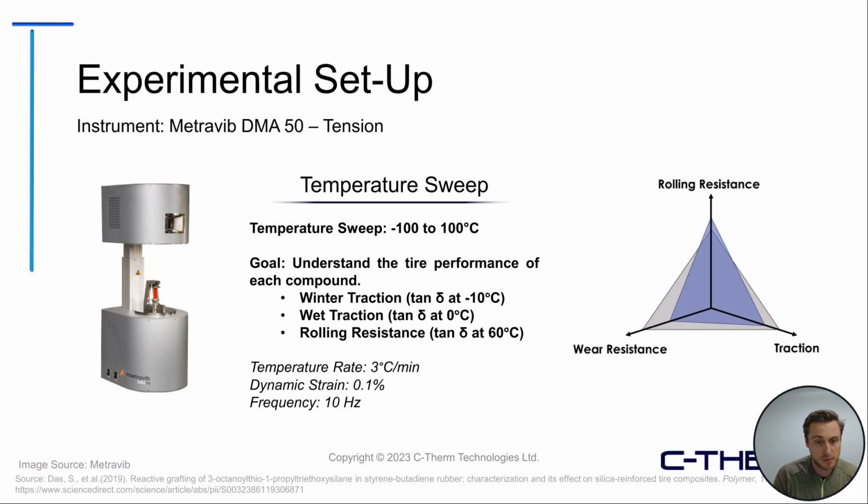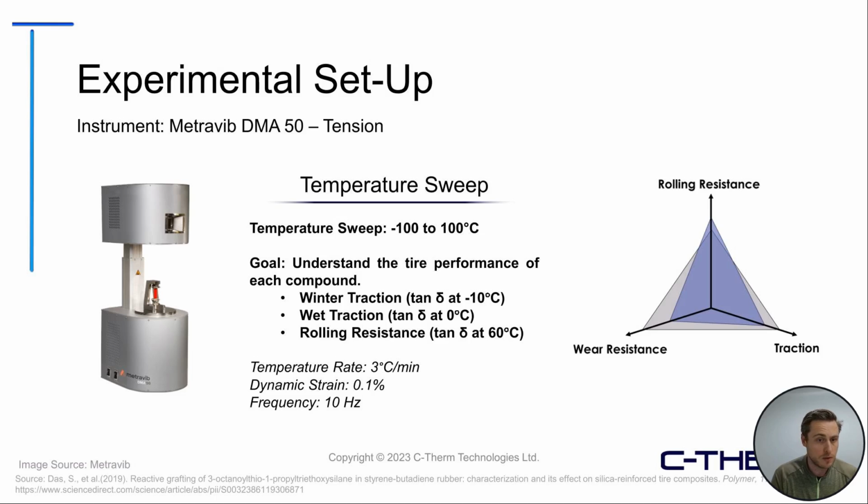Specifically, by measuring the tan delta at -10 you can evaluate winter traction. You can use the tan delta at 0 degrees to evaluate wet traction. And then by measuring the tan delta at 60 degrees Celsius, you can evaluate the rolling resistance of a rubber compound. There are other key performance indicators as well you can get from DMA to evaluate tire performance, but these were the three they were considering.